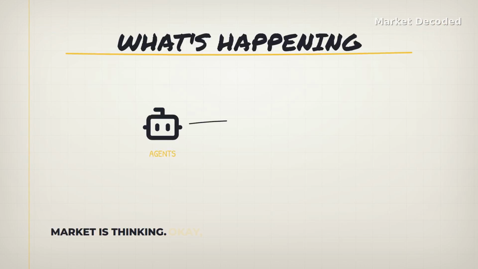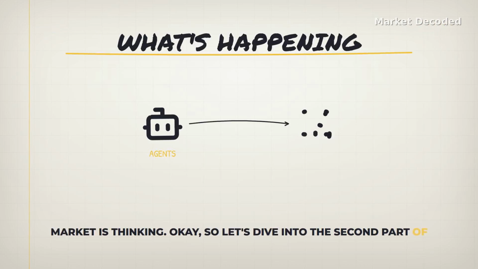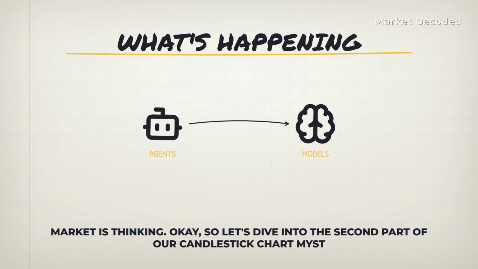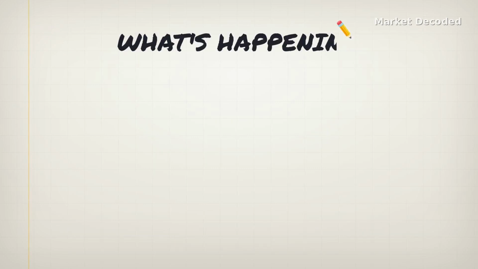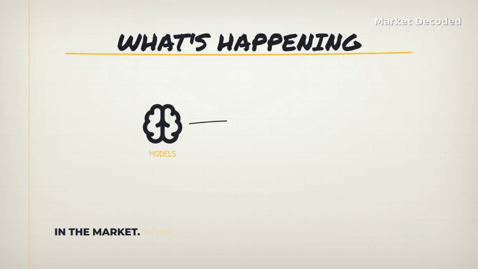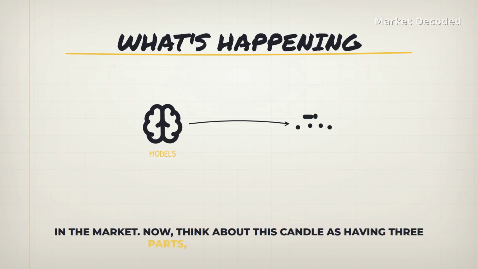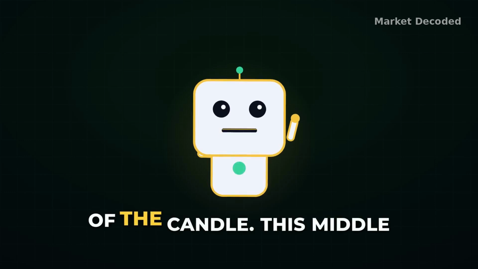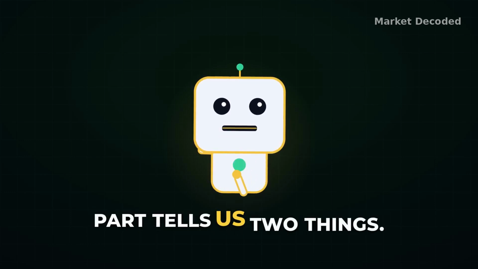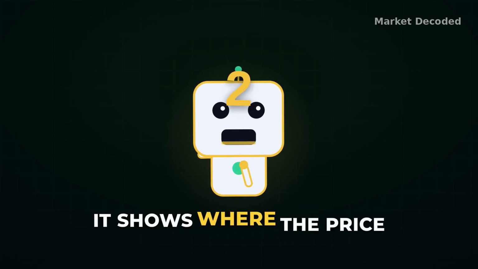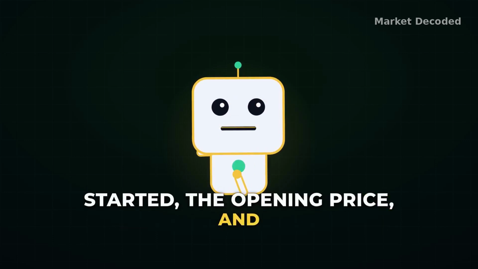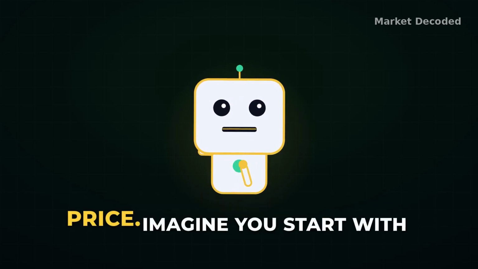Okay, so let's dive into the second part of our candlestick chart mystery. Each little stick on the chart is called a candle, and it's like slicing up a day in the market. Now, think about this candle as having 3 parts, just like a real candle might have a wick at both ends and a body. First, let's talk about the body of the candle. This middle part tells us 2 things. It shows where the price started, the opening price, and where it finished, the closing price.